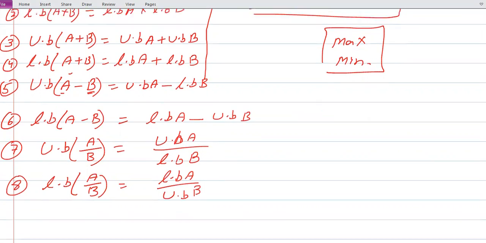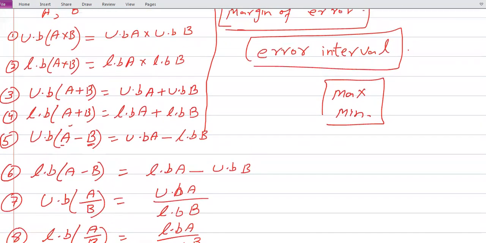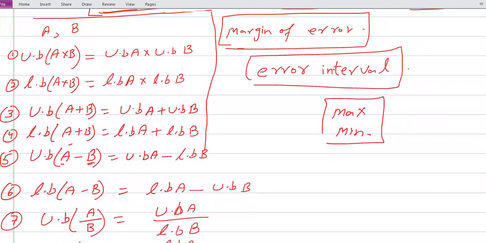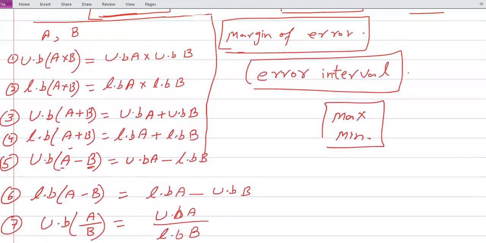Even if you did not get the time, don't worry. These rules you have to remember, because look here. Previously, we were finding the upper bound and lower bound of single numbers. One number was given and you were asked to find the upper bound and lower bound. But sometimes it might happen that you have two numbers and then we have to combine them. Now, how can we combine?